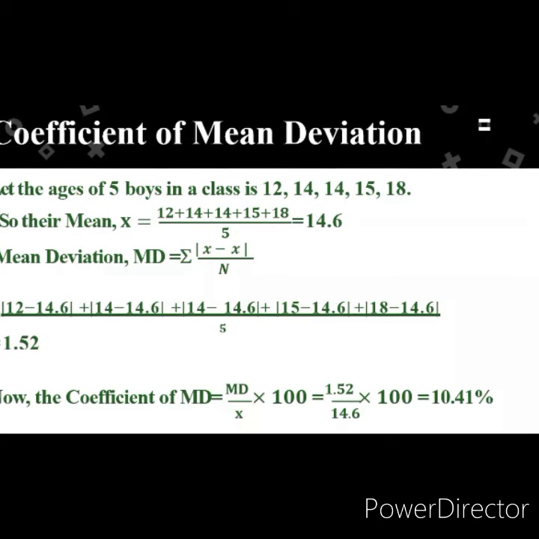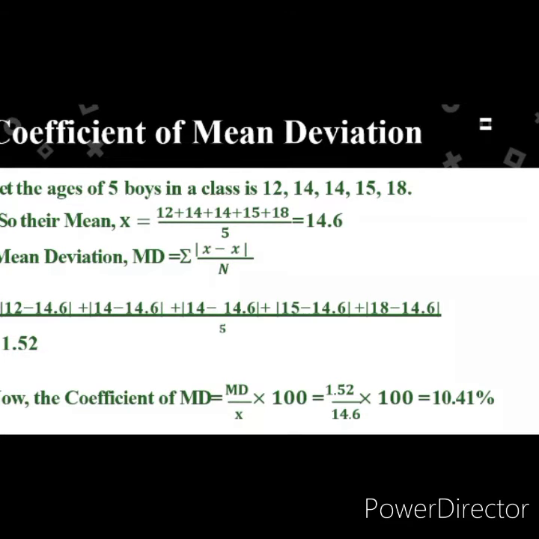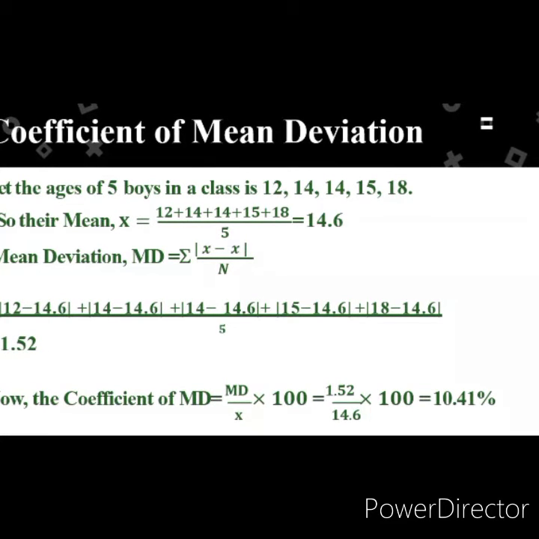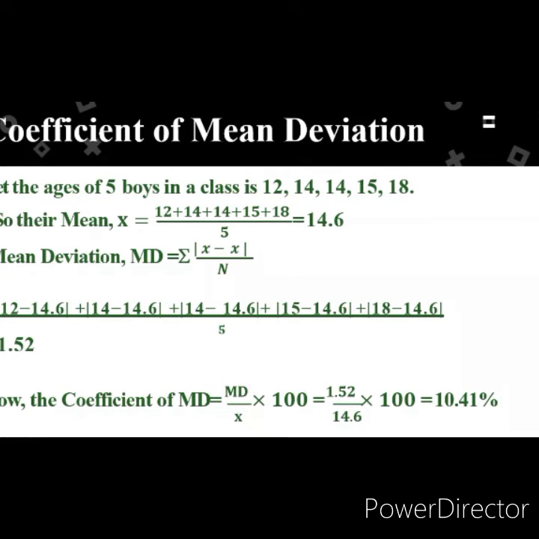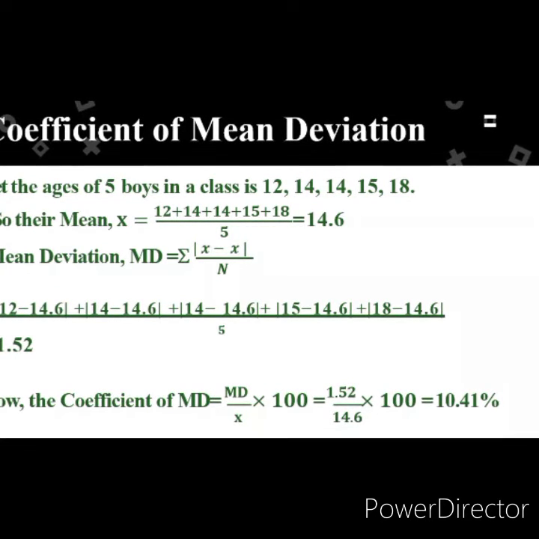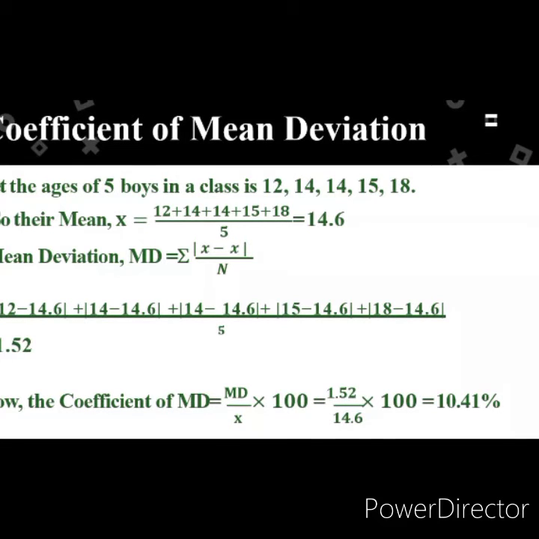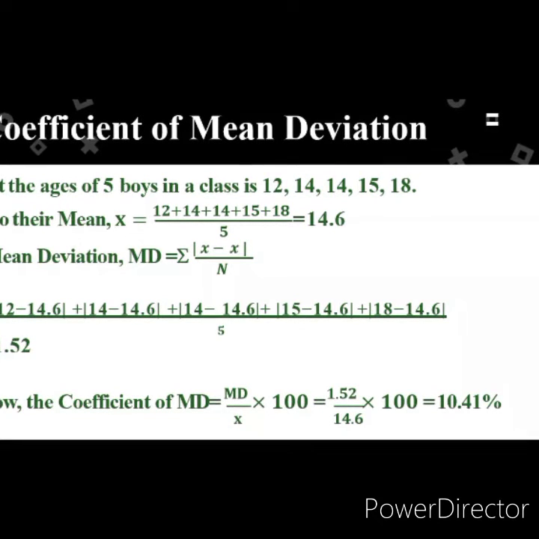So for mean deviation, we have the summation of absolute x minus x-bar over n. As you can see on the screen, the first x is for the ages of the boys and the second x is for the mean, and the n is for the number of boys, which is 5. So substitute, and we come up to the answer of 1.52.